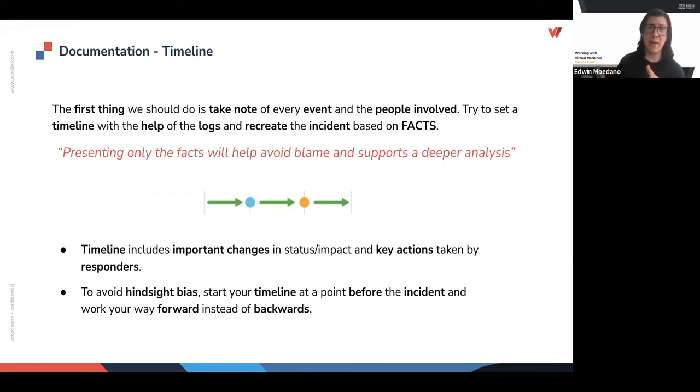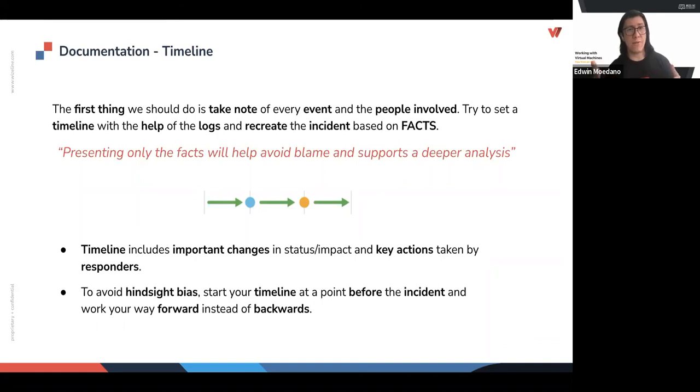Try to set a timeline. This is really a great idea, and you can construct this timeline with the help of the logs and recreate the incident, but always based on facts, because presenting only facts will help avoid blaming other people or other teams and support a deeper analysis.